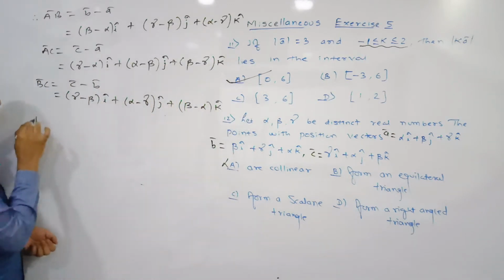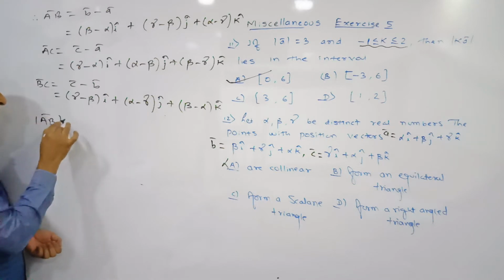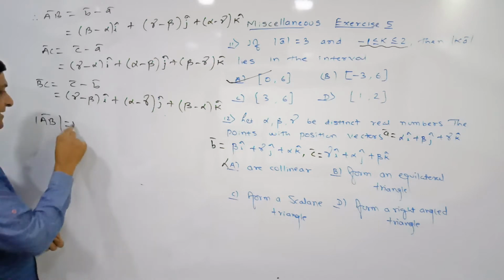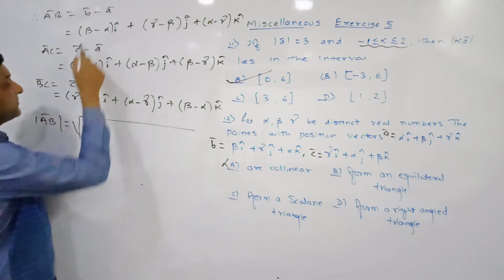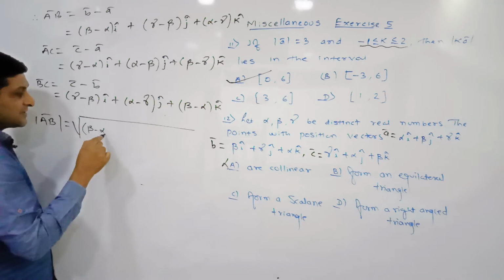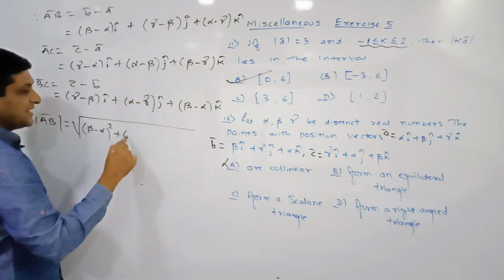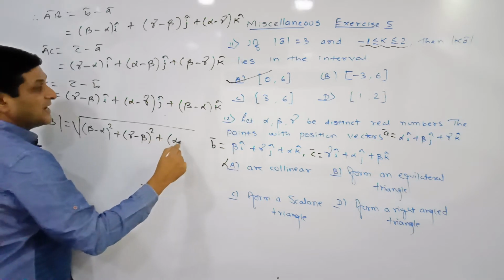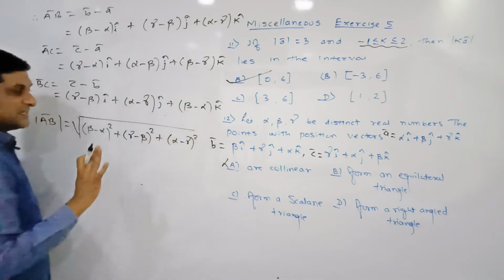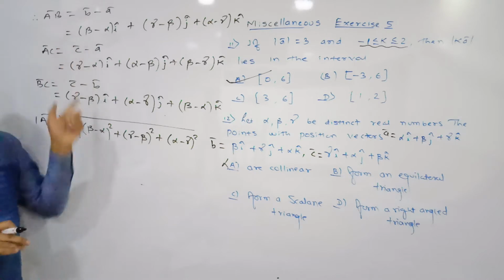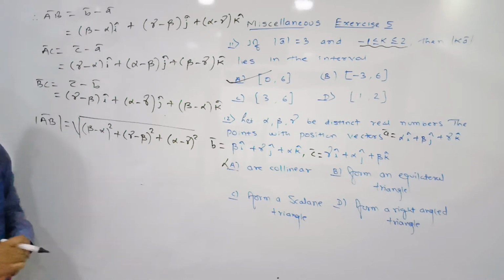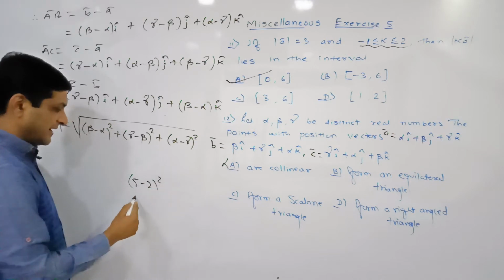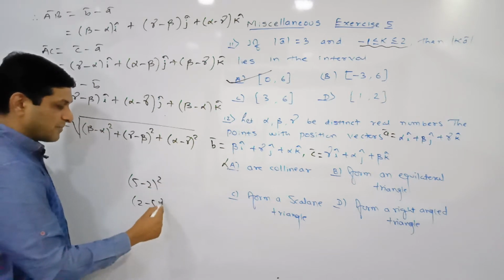Now here if you observe the magnitude of AB bar, the magnitude of AB bar is equal to what? Under root, what we'll get here? (Beta minus alpha) square plus (gamma minus beta) square plus (alpha minus gamma) square, isn't it? So this is the magnitude of AB bar. Now try to understand very carefully: what is the value of (5 minus 2) whole square and (2 minus 5) whole square?